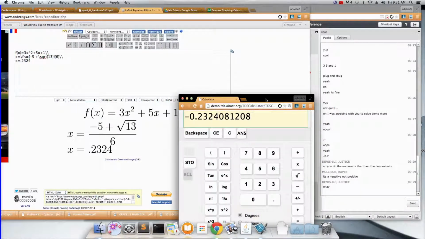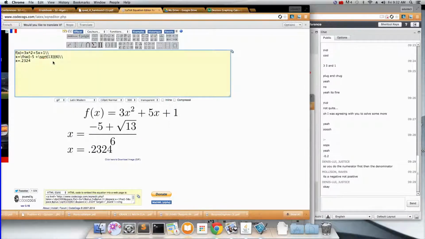Okay, all right. And then for the other one, I'm going to put the parentheses, I'm going to do it again, -5, but this time I'm going to do the minus square root of 13, close that parentheses, divided by 6. And my answer that I get is -1.4342. All right. X equals -1.4342.